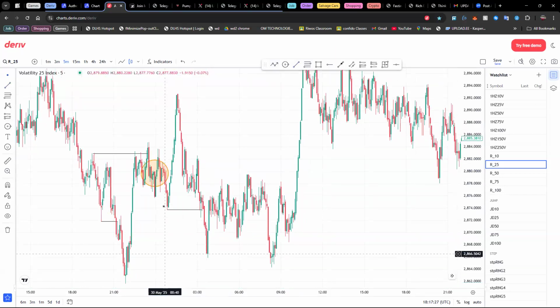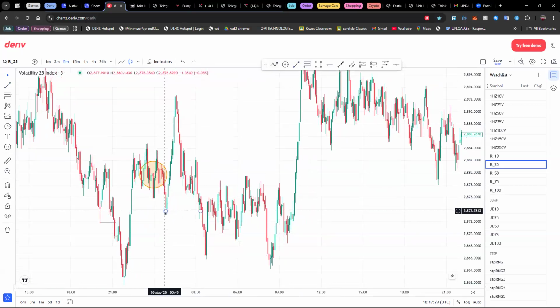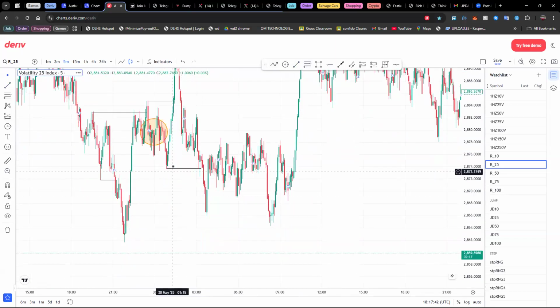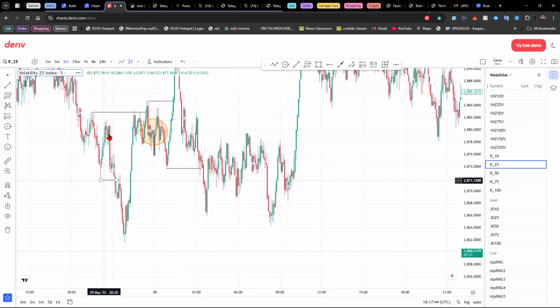Then you look for a second break of structure. After I give you an inducement here, you can see the price went up and gave a second break of structure around here. So here's your second break of structure. Now these are the inducements, liquidity sweep, first break of structure, second break of structure.